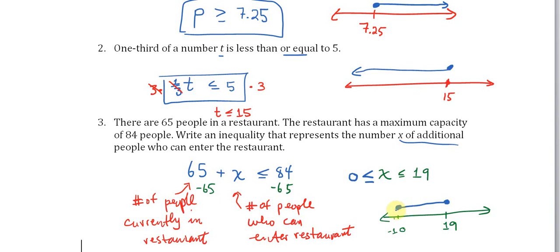So you see here, this is actually the introduction to something called a compound inequality, where you have two inequalities that have been merged together.